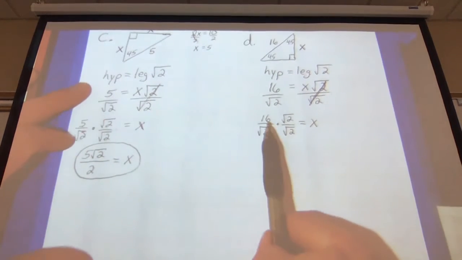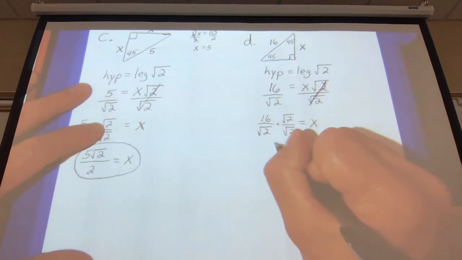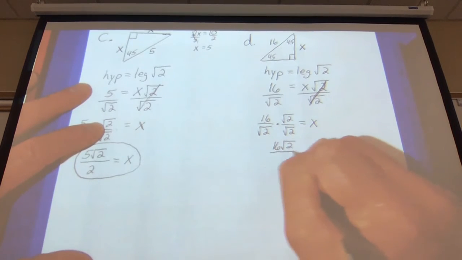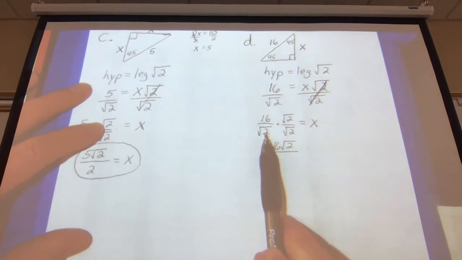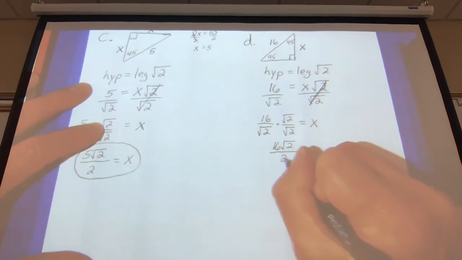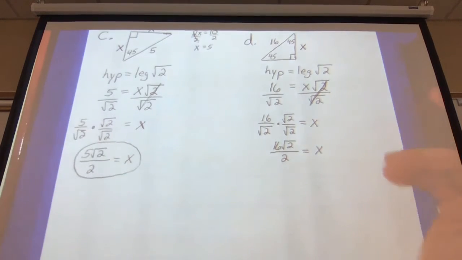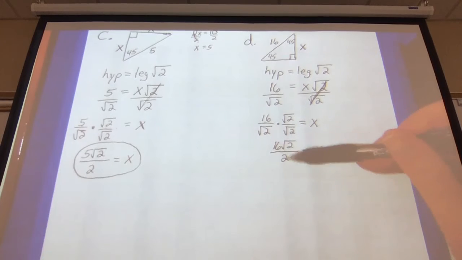And this one we will be able to simplify. When you multiply across the top, it's 16 times the square root of 2. On the bottom, you got your shortcut. Square root of 2 times the square root of 2 is 2. But this time, 16 and 2 can be divided by the same thing.